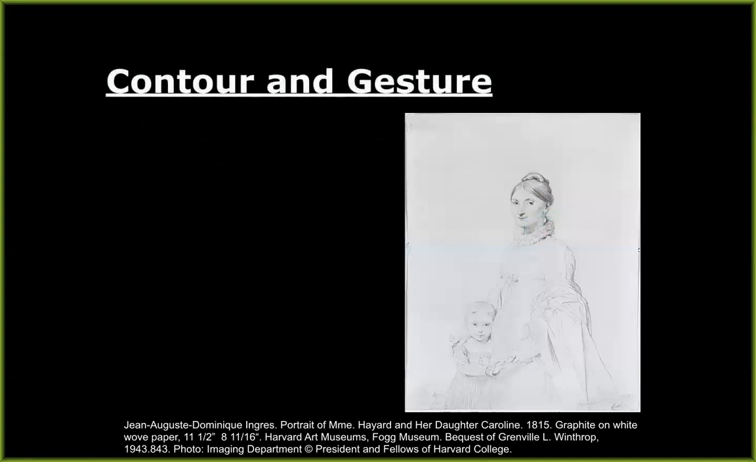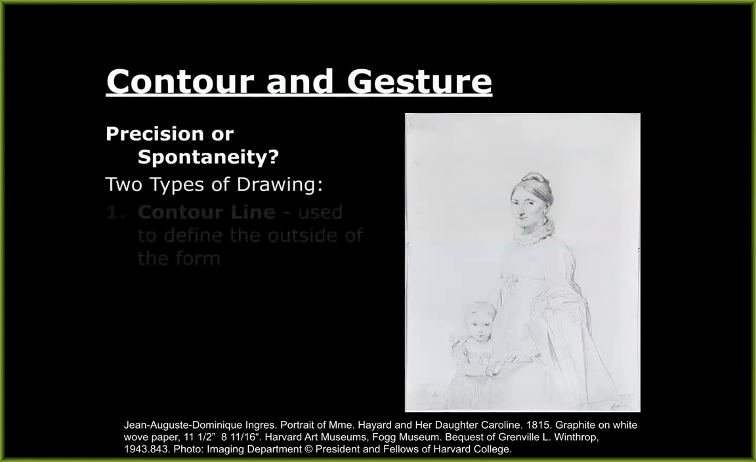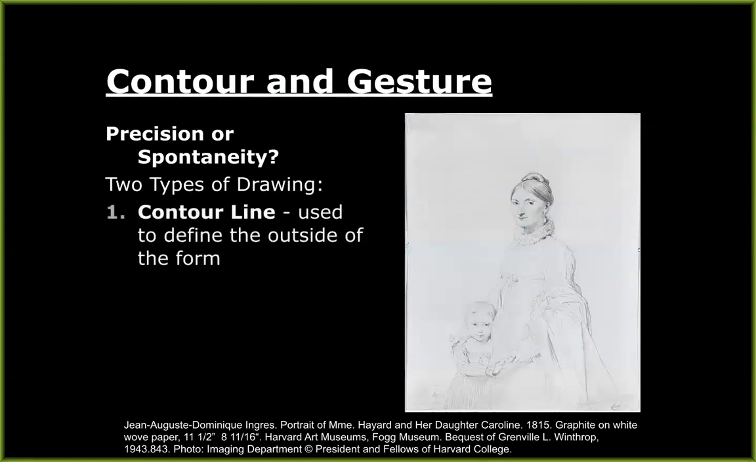There are different types of line. If you've taken a drawing class, no doubt you've done contour and gesture drawings. Some people might think of them as one is more precise and the other is more spontaneous, but they can be either or. A contour line is often used to define the outside of the form.